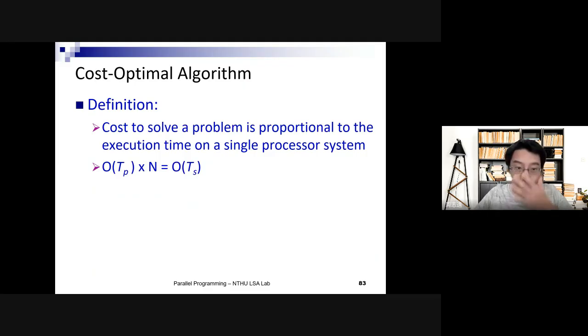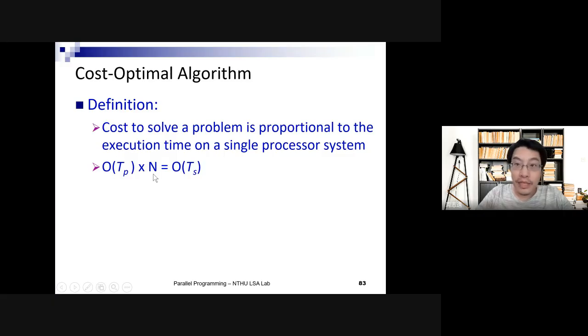All right. So finally, now we know how to analyze the complexity of a parallel program, right? For parallel programs, we have this notion of cost optimal, in terms of the algorithm complexity. And what it means is that if the complexity of your parallel program multiplied by the number of processors equals the complexity of your sequential code, then this is a cost optimal parallel program, right?